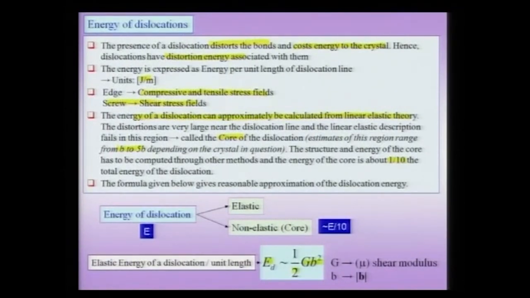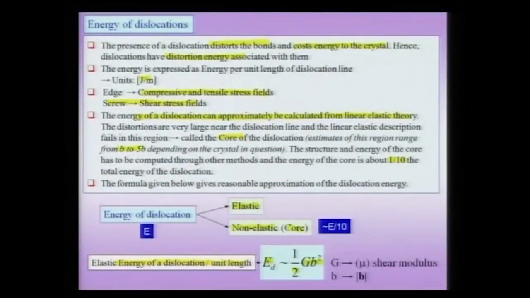So, if I look at the total energy of the dislocation, I can divide it into the elastic part and the non-elastic or the core part. The elastic part is the dominant part of the energy, and it is long range, coming from the long range stress fields. The core energy is confined to very close distances near the dislocation line, and this energy is about 1/10 of the total energy of the dislocation, and in most cases can even be ignored.